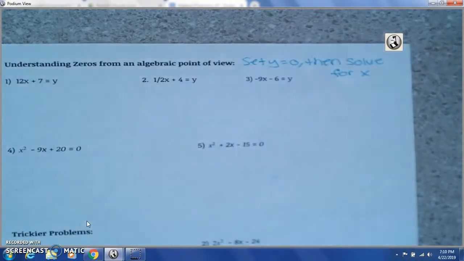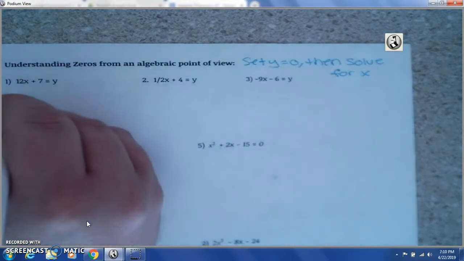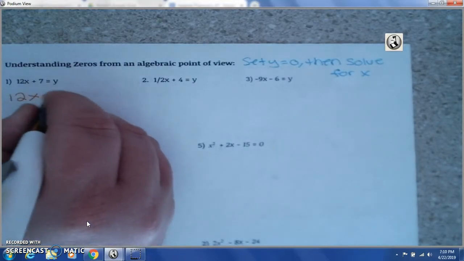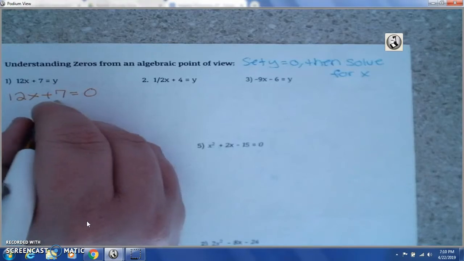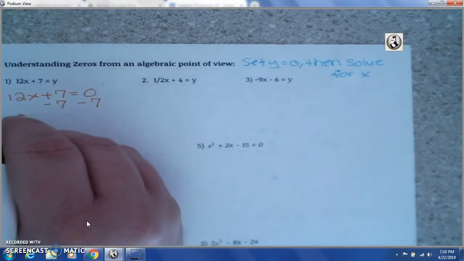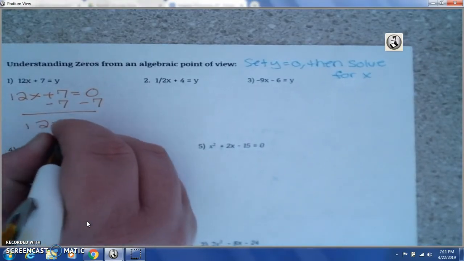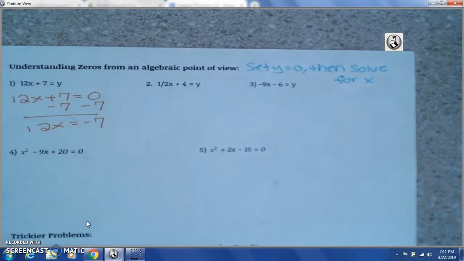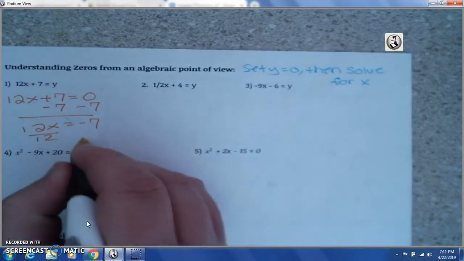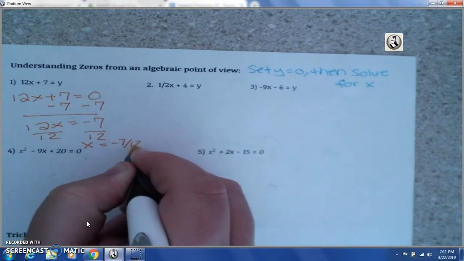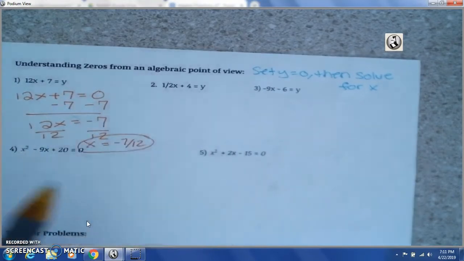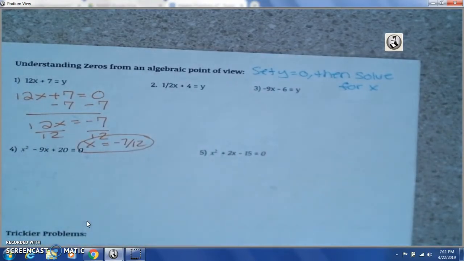Okay, so let's go ahead and do that. 12x plus 7 equals 0. So remember, subtract 7 from both sides. I get 12x equals -7. I'm going to divide by 12. And x is equal to -7 over 12. Okay? Which is somewhere between 0 and -1, as indicated on our graph.